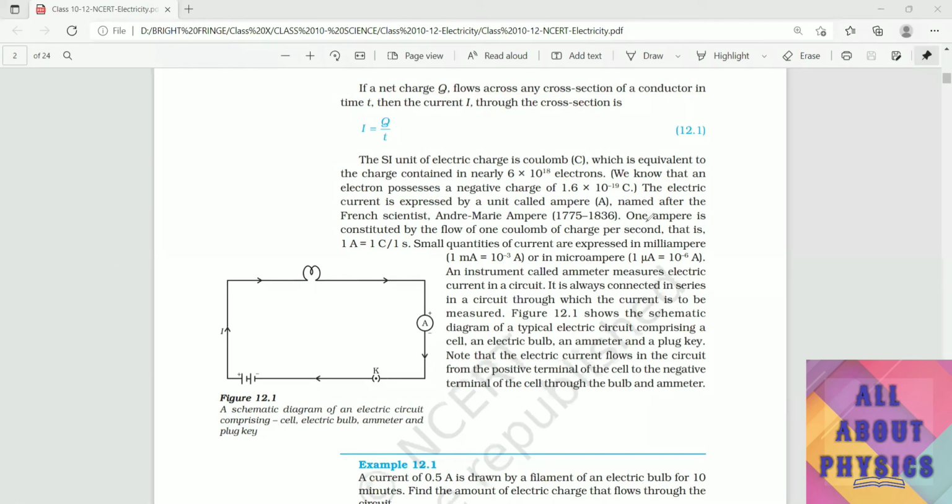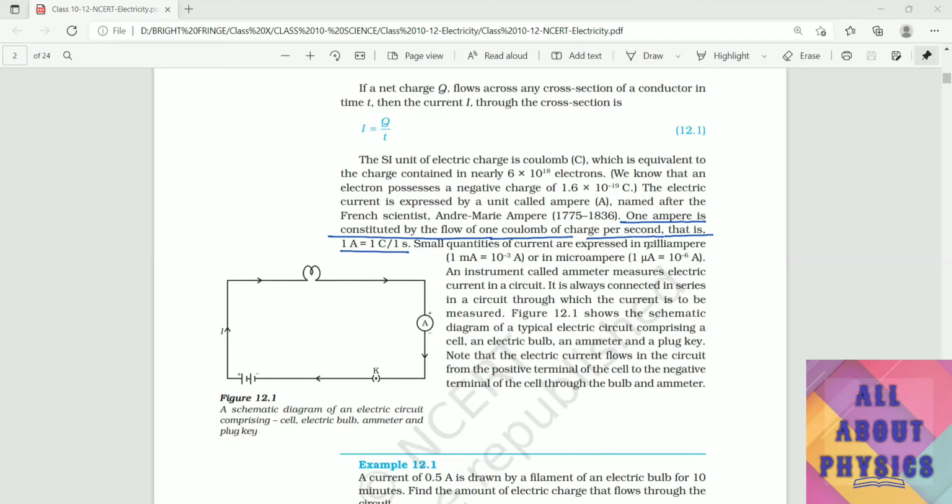So please underline the definition of 1 ampere in your book. 1 ampere is constituted by the flow of 1 coulomb of charge per second. That is, 1 ampere is 1 coulomb upon 1 second. See, when 1 coulomb of charge flows through any cross section of a conductor in 1 second, then the electric current is said to be 1 ampere.